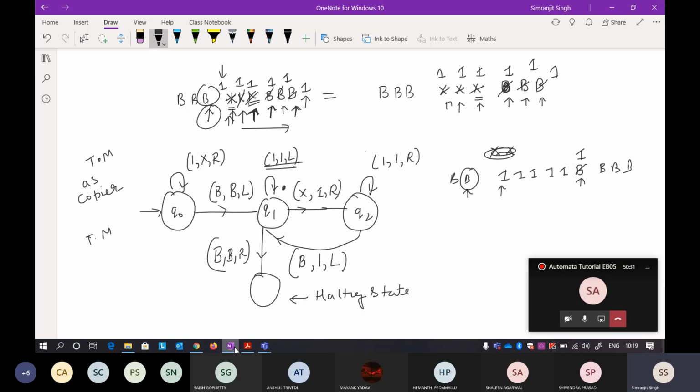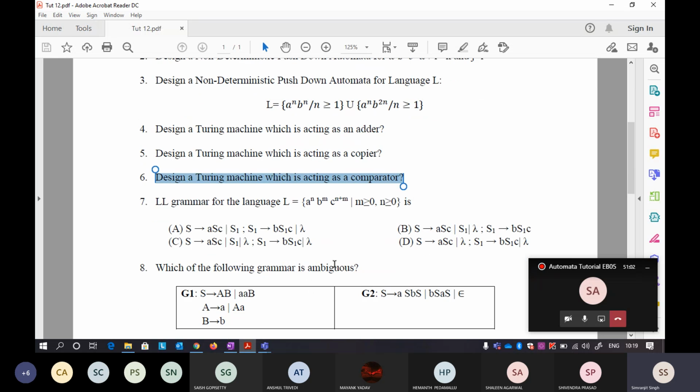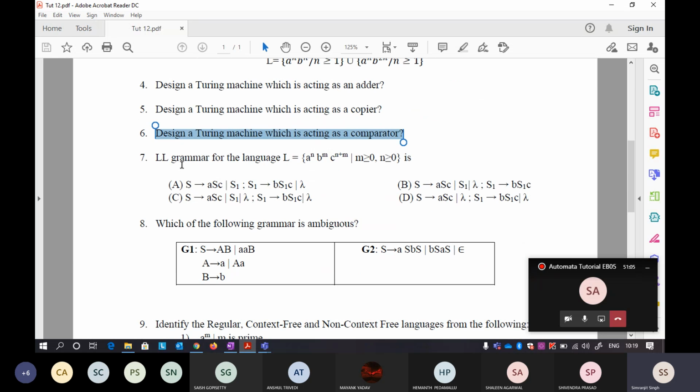This one is a lengthy question. I will take this question into the class. I don't think it will be completed in this time. So I will take the Turing machine which is acting as a comparator. A comparator means checking whether A is greater than B, A is less than B, or A is equal to B. In digital electronics, you know what exactly a comparator is. I'll try to cover this in tomorrow's lecture.